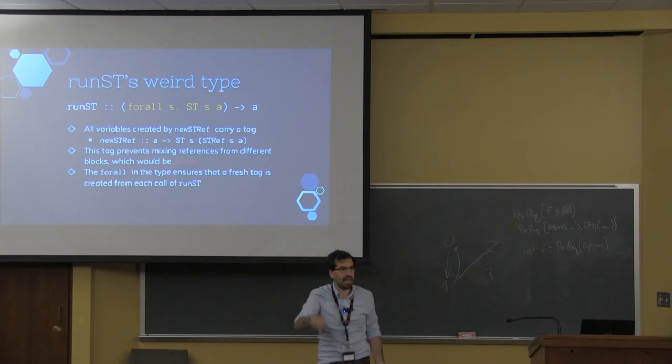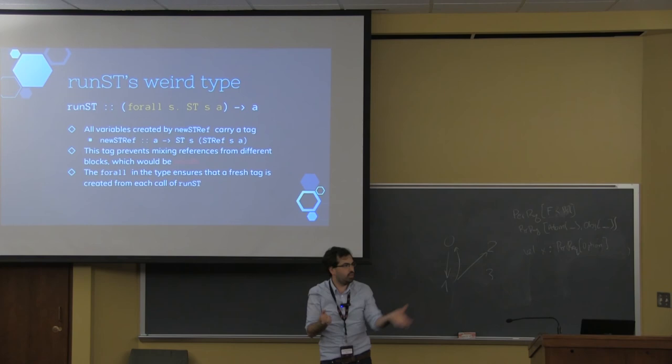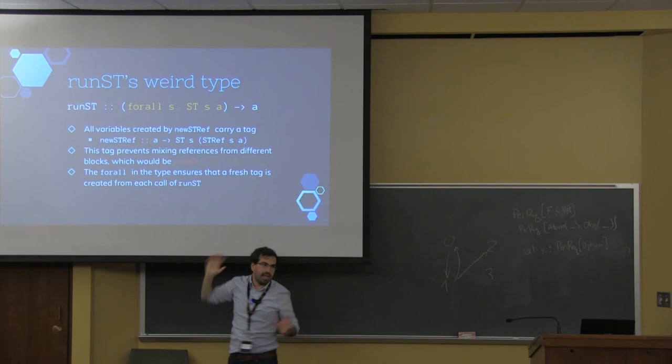So if you try to get a variable from one runST and try to use it in another runST, you cannot do this, because the first runST has fixed the S in the first block, so you cannot give it to the second runST, because the second runST is parametric on the label. You see, so I don't know if that's clear.